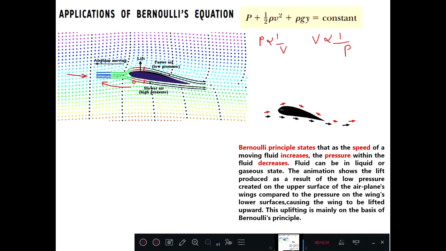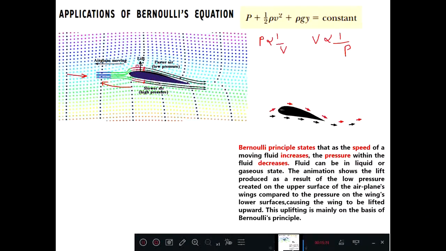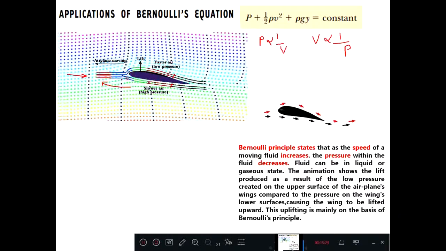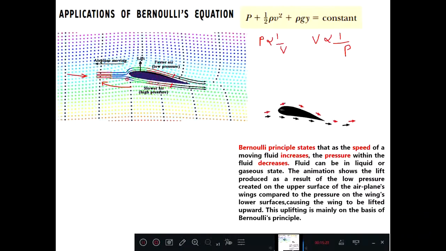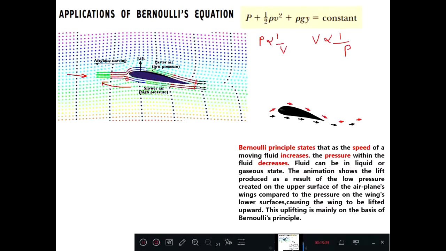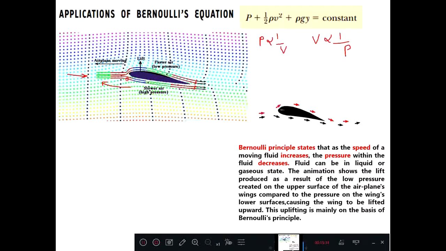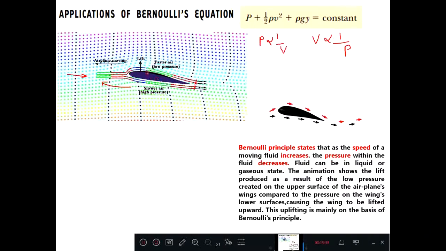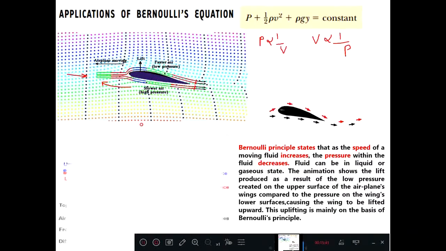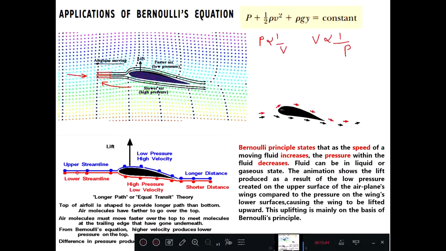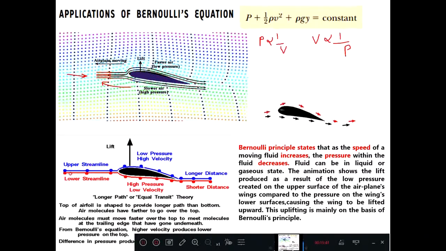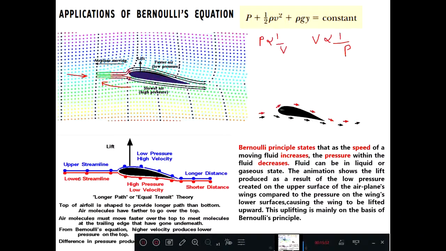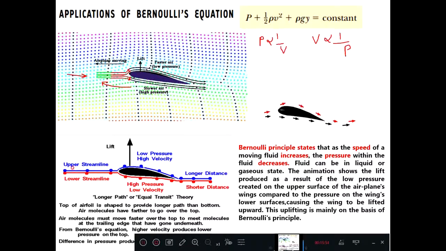That's why, to maintain the speed of the air on the upper surface of the wing, the wing of the aeroplane is made in a particular shape, so you can produce more speed of the air particles on the upper surface, just to maintain the low pressure on the surface. Look at this one, the upper streamline and the lower streamline. The red line indicates the lower streamline, and the blue color indicates the upper streamline.